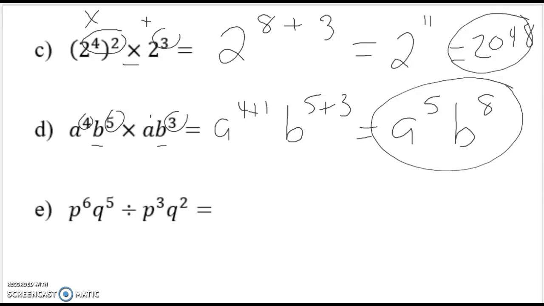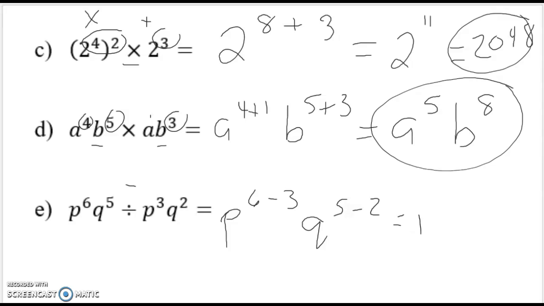Okay, we'll do the same thing with E, but because we have dividing, we're going to be subtracting. So the first one, P, we have 6 take away 3. Then we have our Q, and we have 5 take away 2.